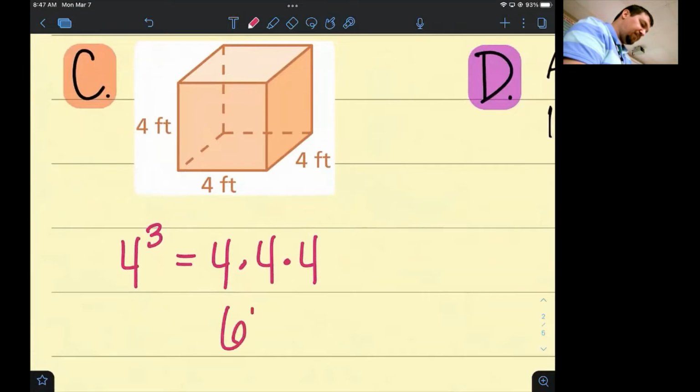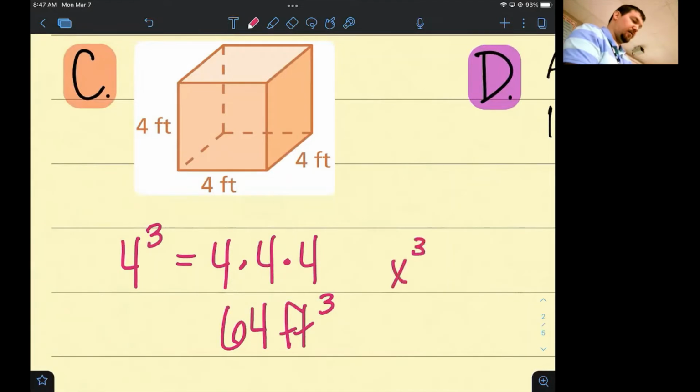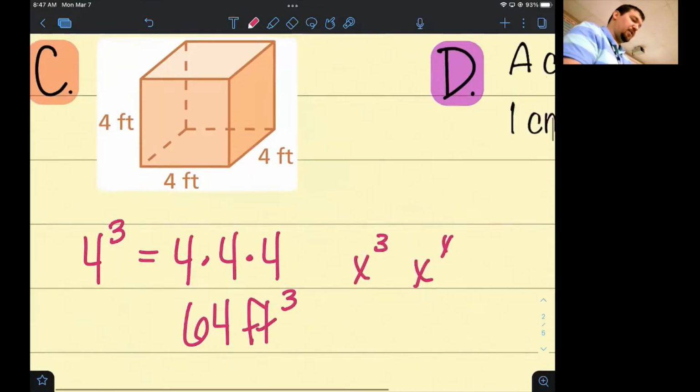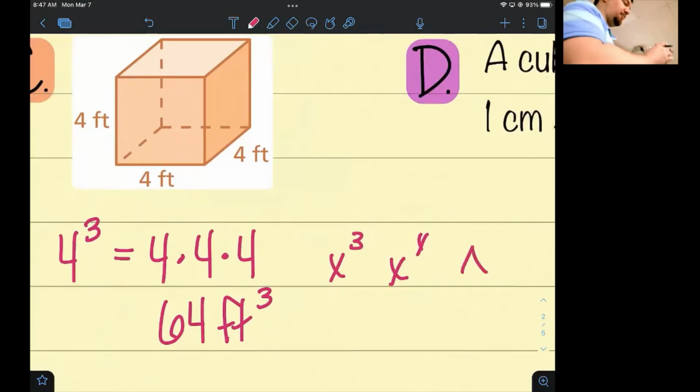64. Now, depending on what type of calculator you have, you might have a shortcut for doing that. You might have a button that looks like this, or a button that looks like this, or one of these buttons like I do on my calculator, where I hit 4 and then hit that arrow and then put the third power. Depending on your calculator, they are different. Or you could do it old school and just do 4 times 4 times 4.